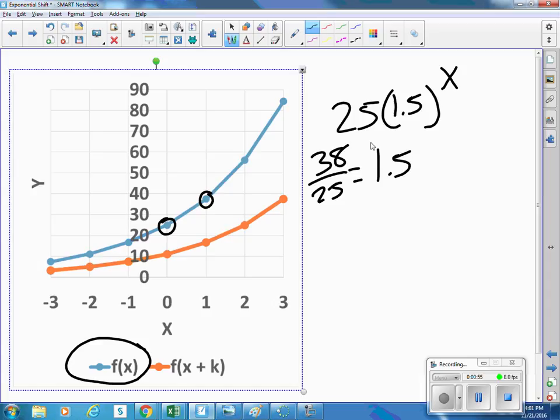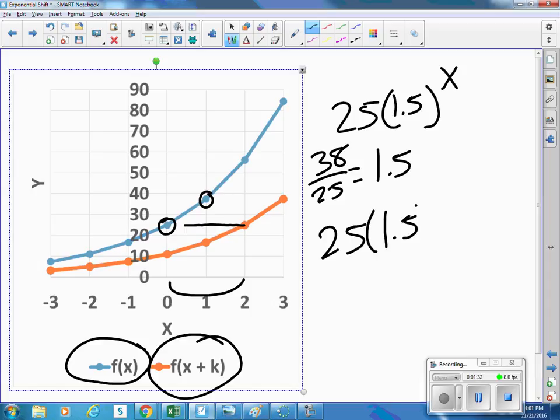But now they say this orange one is shifted, and they want us to look for the shift with the k inside the parentheses. So what would I have to do to shift that left or right? Well, right here is a 25, and over here is a 25. That has shifted by 2. So is that a positive shift or a negative shift? Well, it's a plus 2. So let's say the equation for that would be 25 times 1.5 raised to the x plus 2.